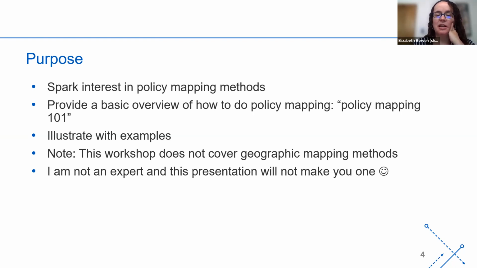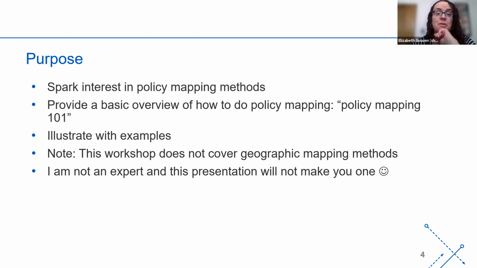I did want to offer a caveat that because policy mapping has that word mapping in it, I think people sometimes think it means geographic mapping, like using GIS or some other type of geographic analysis. I don't know why it's called policy mapping. I did not come up with the term, but here mapping is more metaphorical. So mapping meaning systematic analysis. This is not a type of geographic analysis.